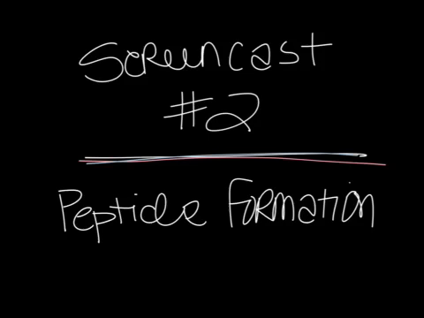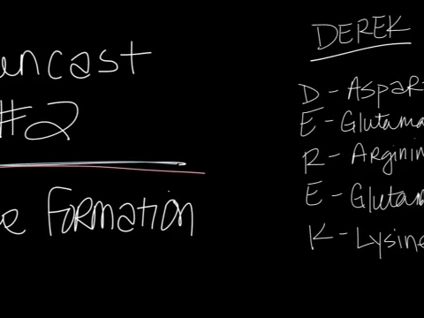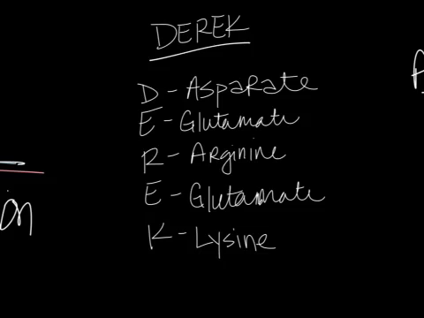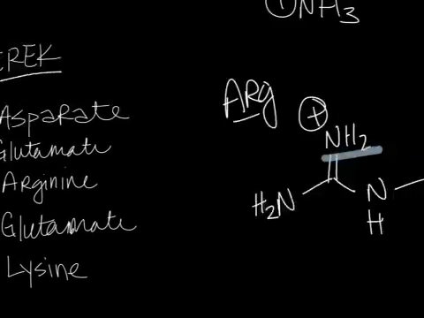Specifically, we're going to look at the formation of DARIC, which is a combination of 4 amino acids, those being aspartate, glutamate, arginine, and lysine, as seen here with their one-letter codes. One big thing we're going to look at is the actual structure of each of those amino acids.